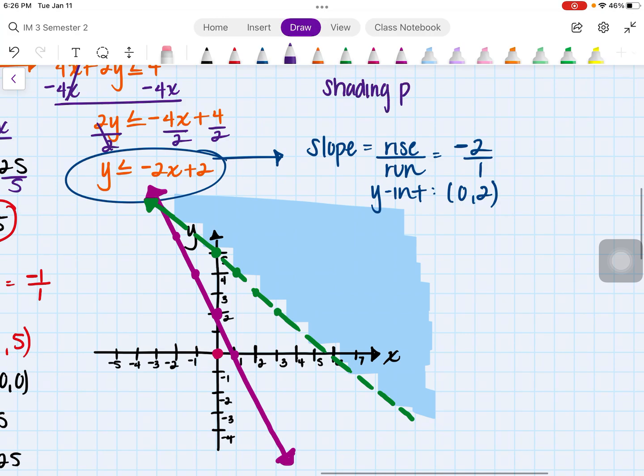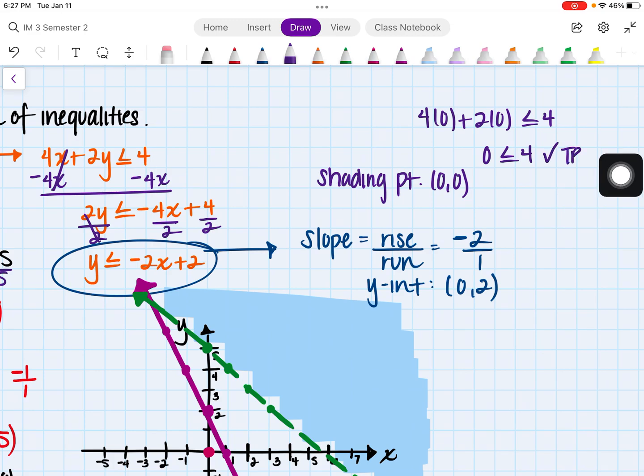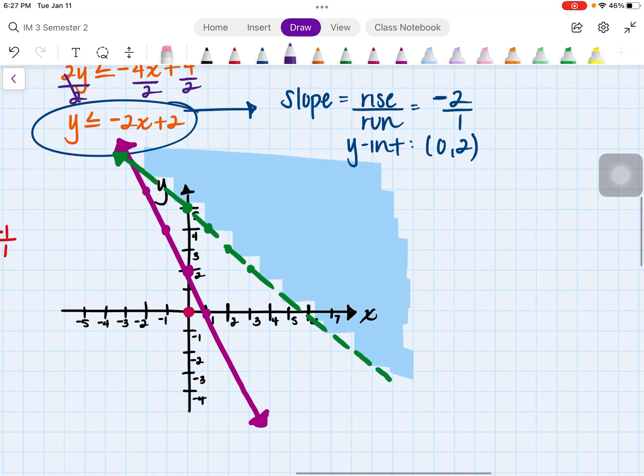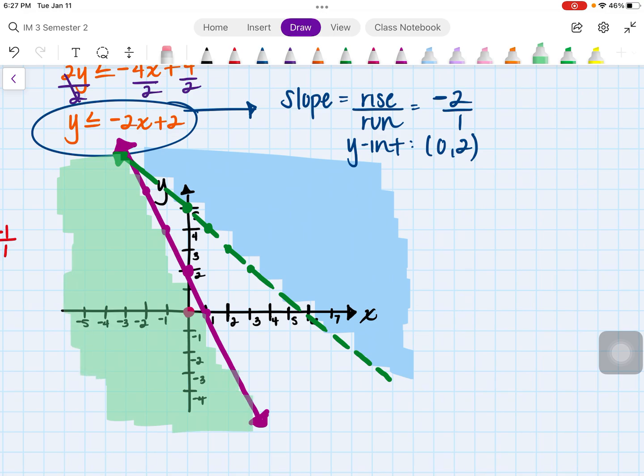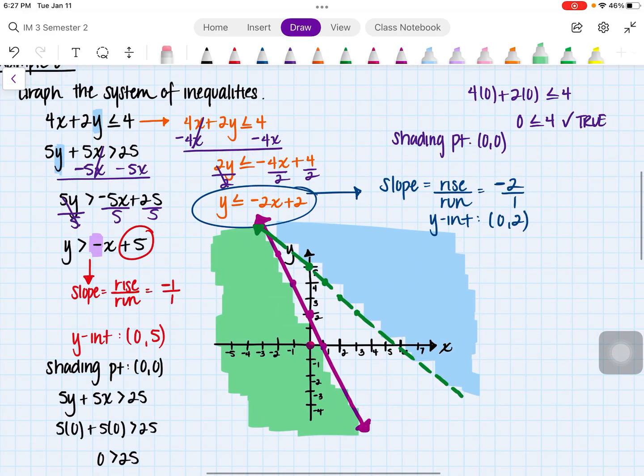Now let's see where we're going to be shading. Once again, for the shading part, I'm going to use the point 0, 0. You could choose any other point, guys, but 0, 0 is actually the easiest point to work with because x and y are going to be 0. So if we use the original inequality here, we have 4 times 0 plus 2 times 0 is less than or equal to 4. So in this case, it's saying 0 is less than or equal to 4. In this case, guys, that statement is true. So that means we're going to be shading in the direction that we have the 0, 0. So that is our answer. That's how it is. All right.